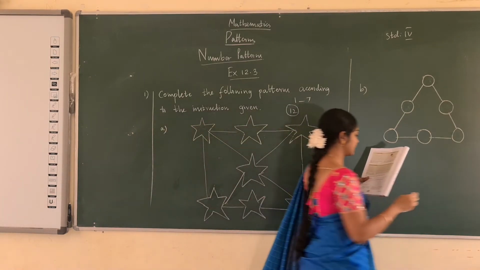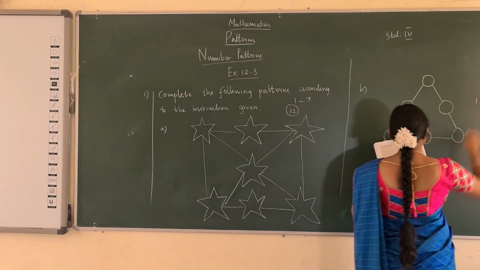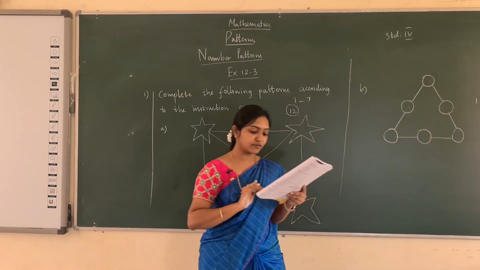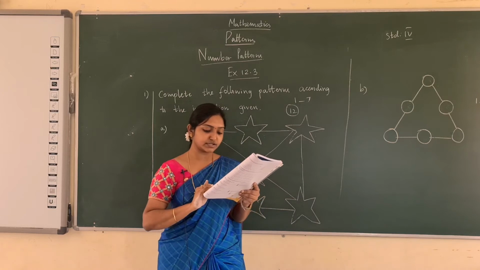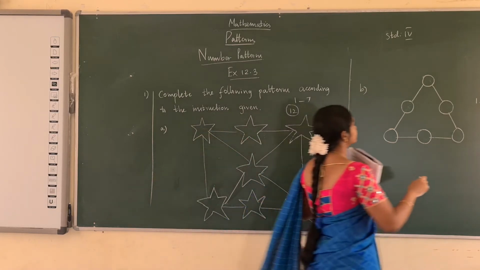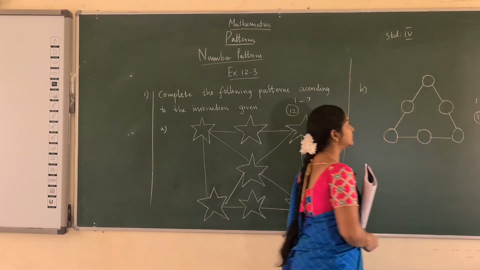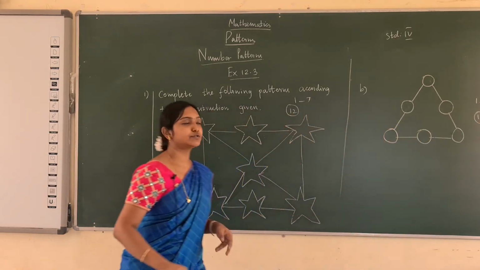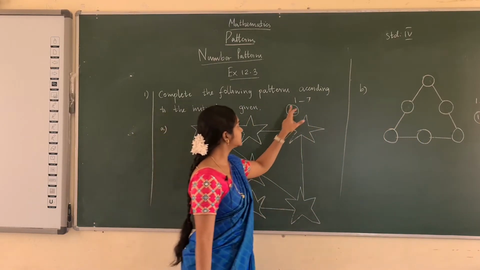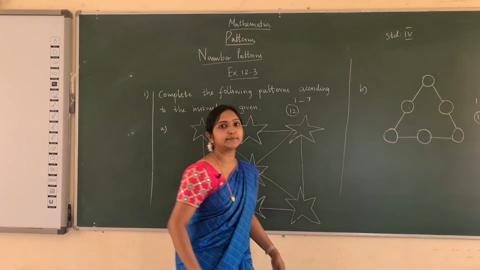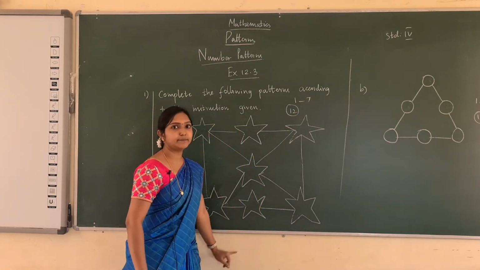So, if we sum the numbers in a line, it must add up to 12. Here, use the numbers from 1 to 6 such that the sum of the numbers on each side of the triangle must add up to 20. So, in each side, it must add up to 20. So, this is the given rule. Now, we are going to solve. First, we have to use the numbers from 1 to 7 only. So, let us start from the below.